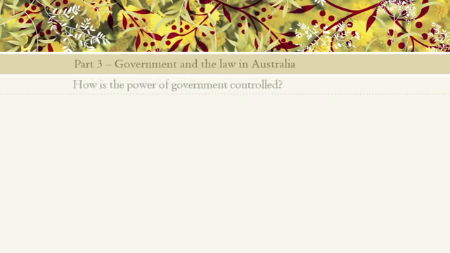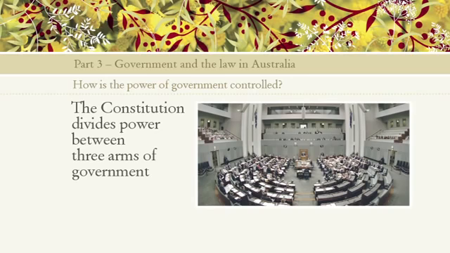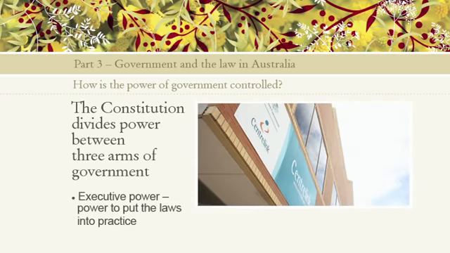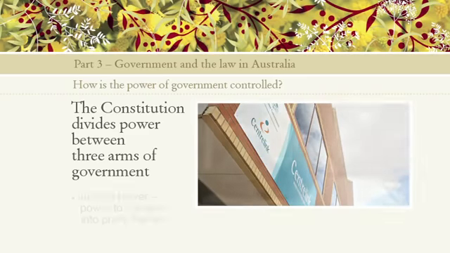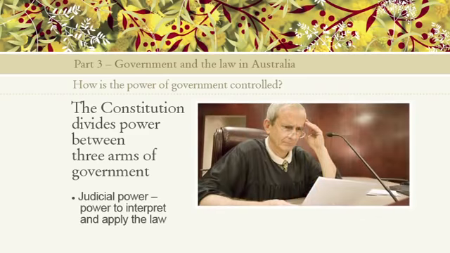How is the power of government controlled? The Constitution divides power between 3 arms of government: legislative power, power to make and change laws; executive power, power to put the laws into practice; and judicial power, power to interpret and apply the law.